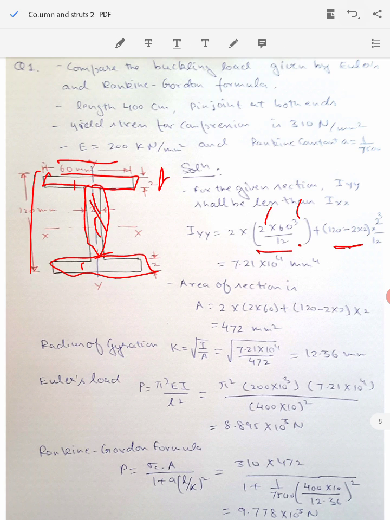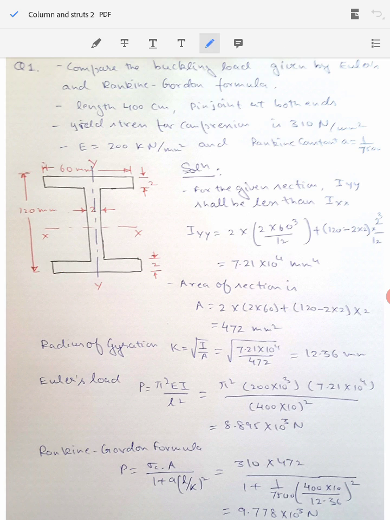You can see here, this is the depth here, so depth is given here as only 2, so 120 minus 4 into 2 cube by 12, so that you put here, and then you calculate the value of Iyy as 7.21 into 10 to the power 4 millimeters 4. Area of cross section you can easily calculate by just dividing into separate rectangles in the same way. So the area of cross section will come out to be 472 millimeters square.